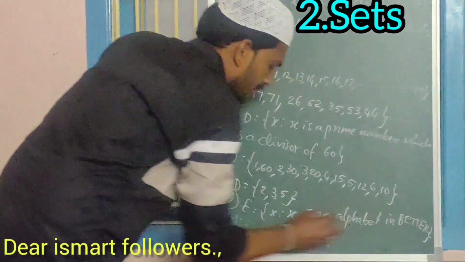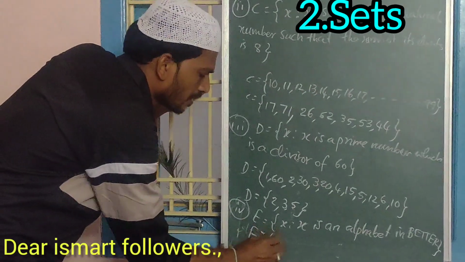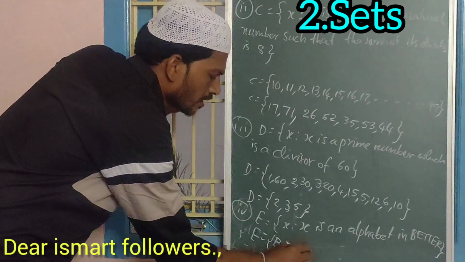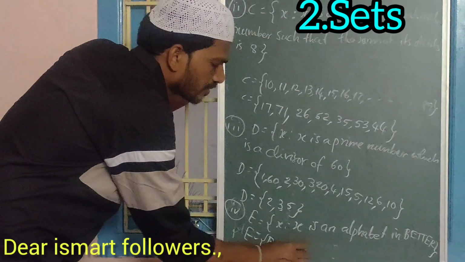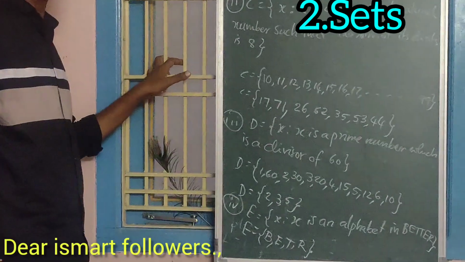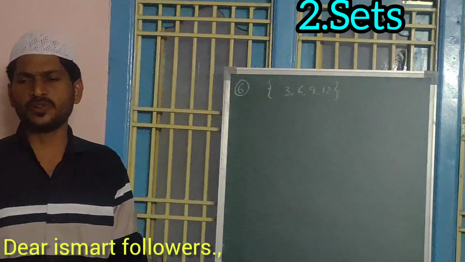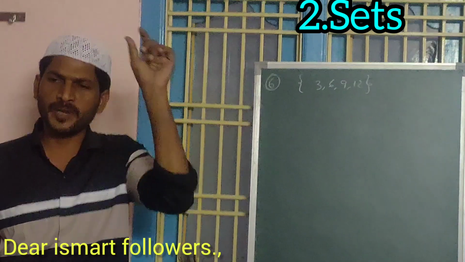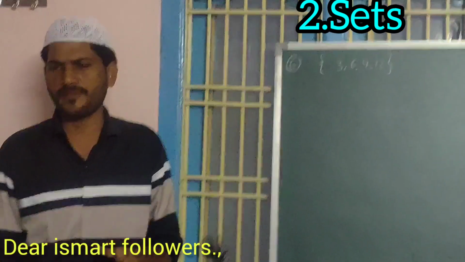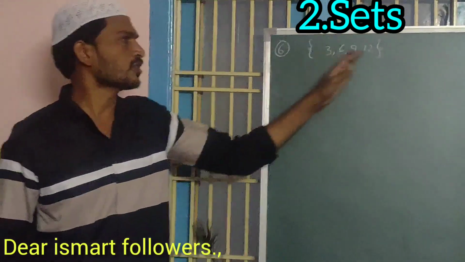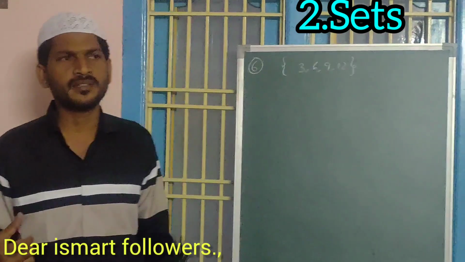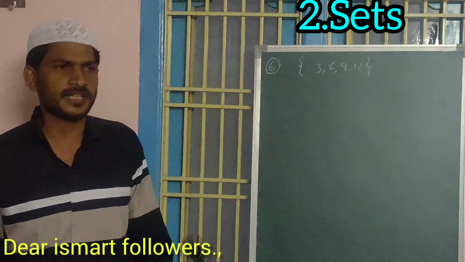What is the first letter? D. Next E. Next D. Next E. You don't need to write the double dash. B E T 6 9 12. In the fifth Roman, he gave it in set builder form, we wrote in roster form. But here roster form is given, we have to write it in set builder form. It's very easy and very important also.